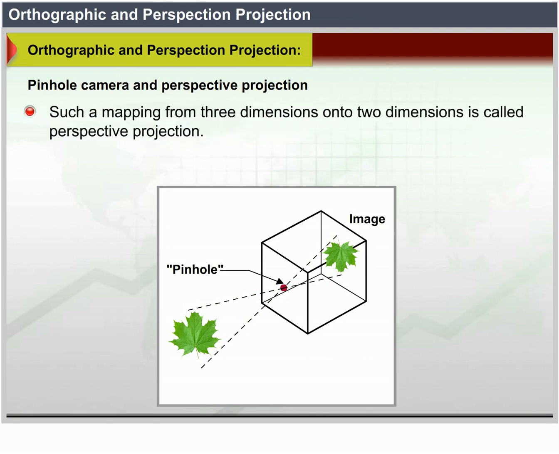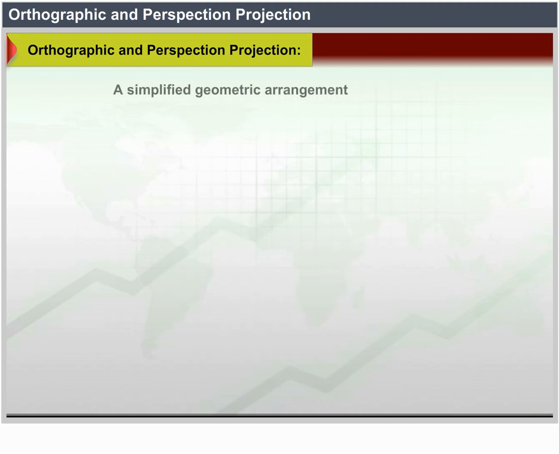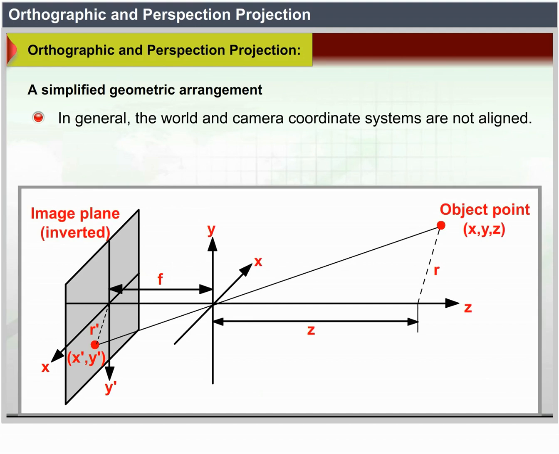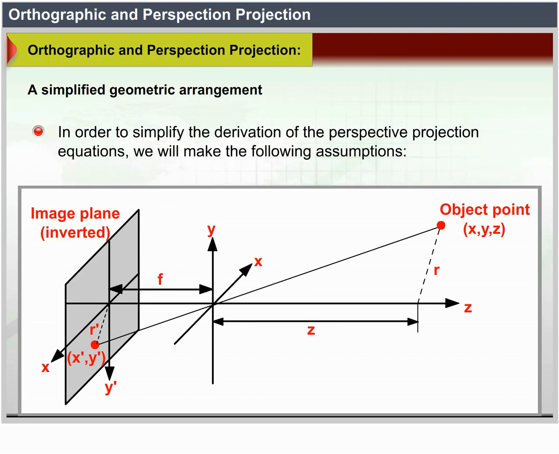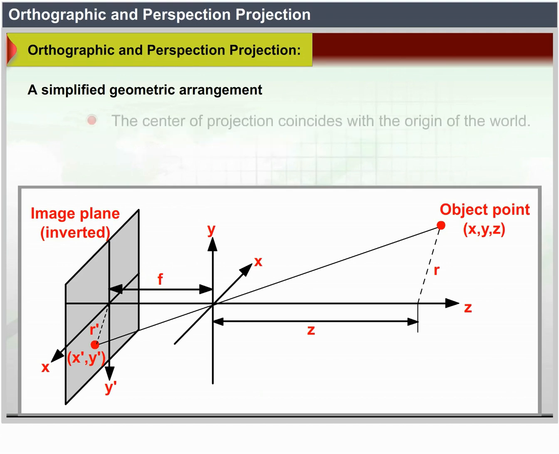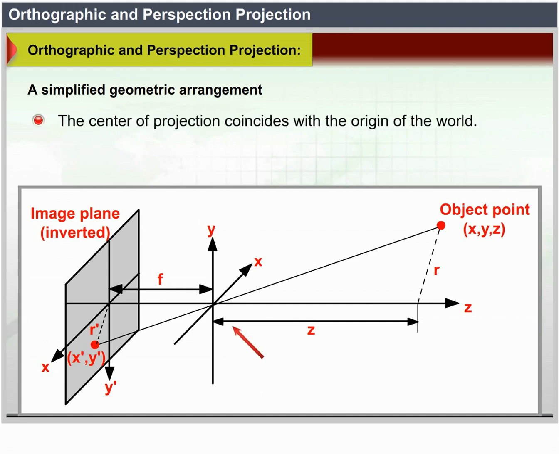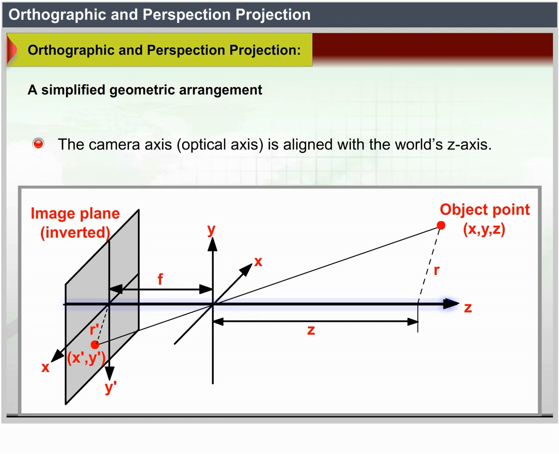A simplified geometric arrangement. In general, the world and camera coordinate systems are not aligned. To simplify the derivation of the perspective projection equations, we will make the following assumptions. 1. The center of projection coincides with the origin of the world. 2. The camera axis, the optical axis, is aligned with the world's z-axis. 3.